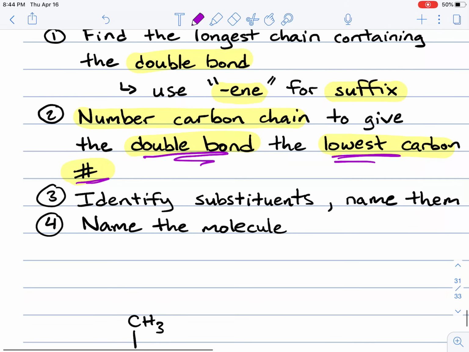And so we're going to identify the substituents and then we're going to name them. That's very similar to what we've done. And after that, we're going to combine everything to name the entire molecule. So let's start.